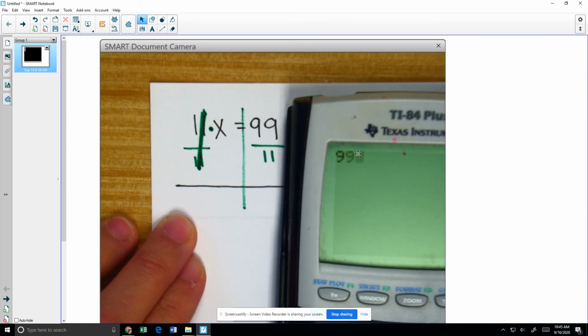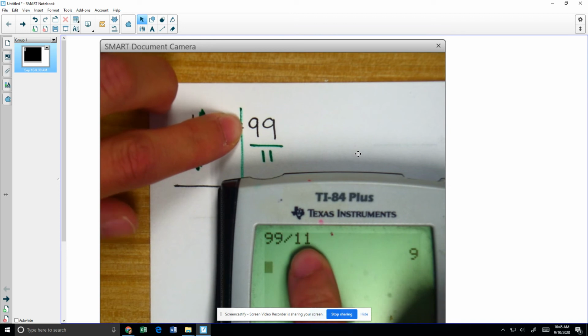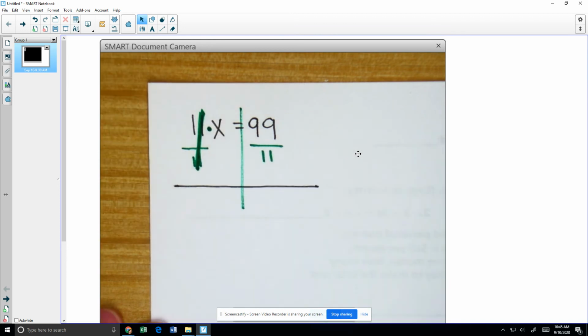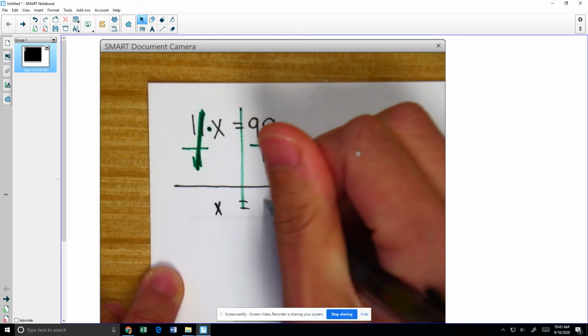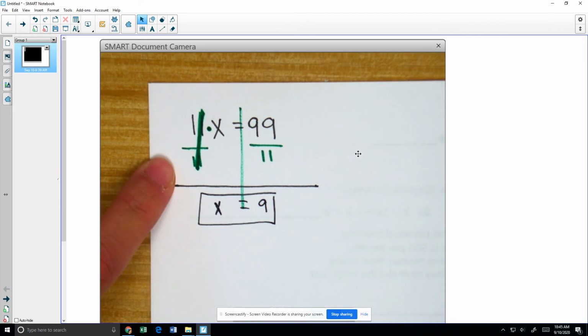That's a big number. But you have a calculator. 99, I write it first because it's on top. 11, I write it second because it's on the bottom. It equals 9. So x equals 9. Final answer.